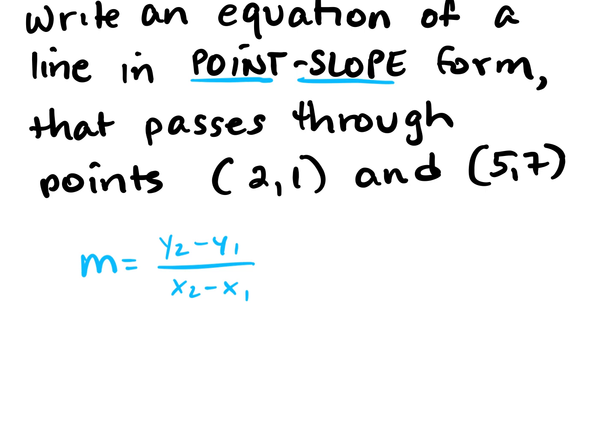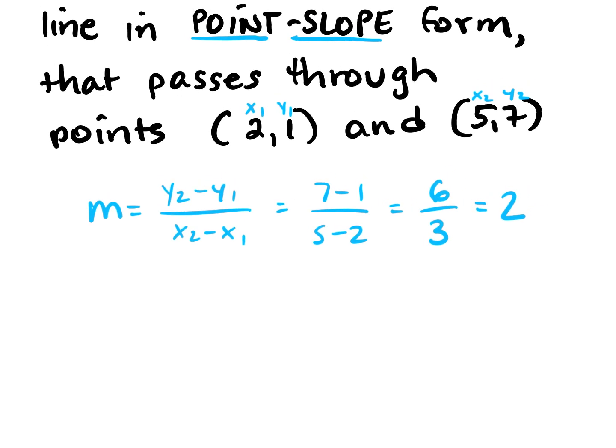I'm going to label my points just to make it easier for me to plug in so I am careful with which one goes where. So my first point will be my first point, so x1, y1. And then my second point will be x2, y2. So let's plug everything in. We have 7 minus 1 over 5 minus 2. So we get 6 over 3. What does 6 over 3 simplify to? 2. So our slope is 2.